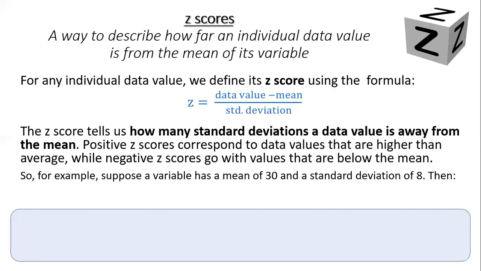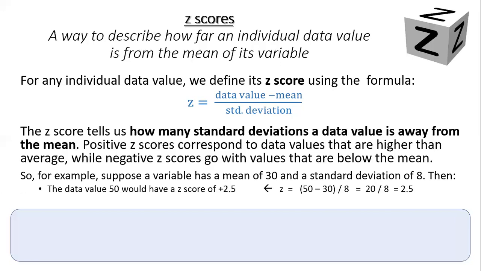Suppose you had some variable that had a mean of 30 and a standard deviation of 8. Well, for that particular variable, we would say that the data value 50 has a z-score of positive 2.5, meaning it's 2.5 standard deviations above the mean. Where did that come from? Well, we took our data value 50 and we subtracted the mean from it. 50 minus 30 is 20. And 20 divided by the standard deviation of 8 is 2.5. So 50 has a z-score of positive 2.5.